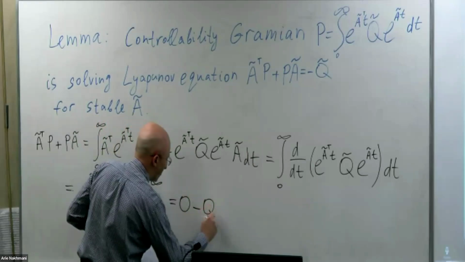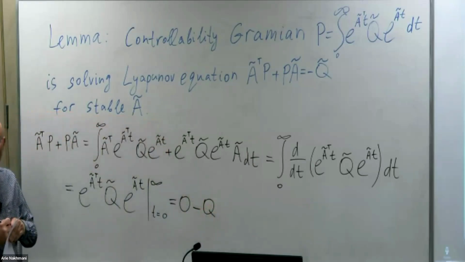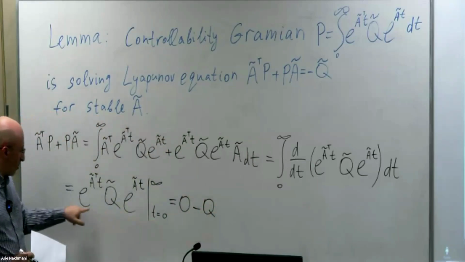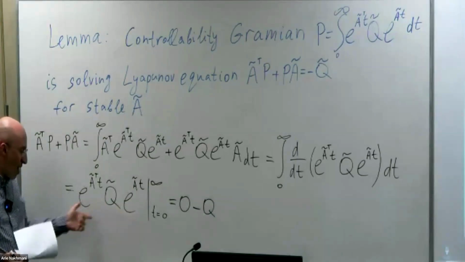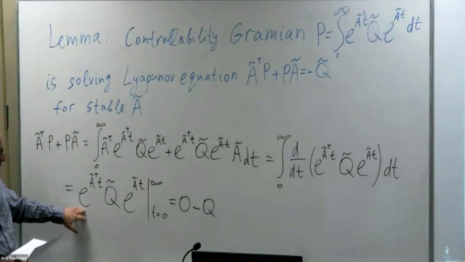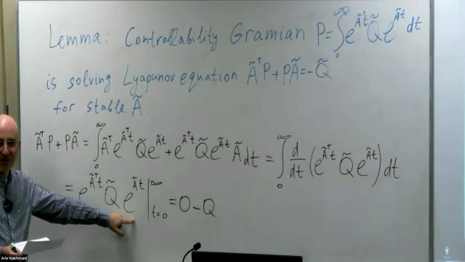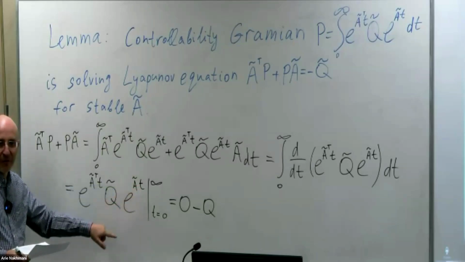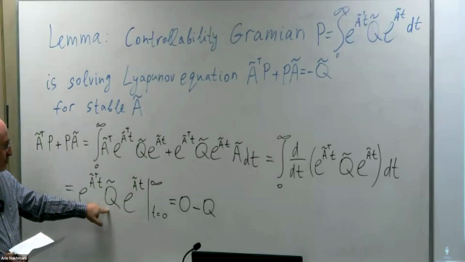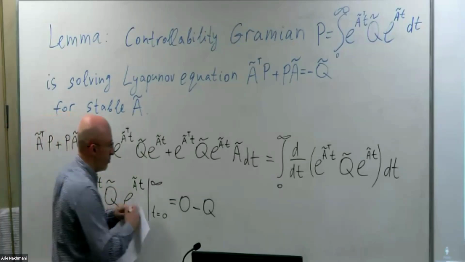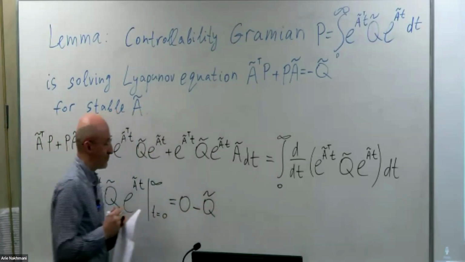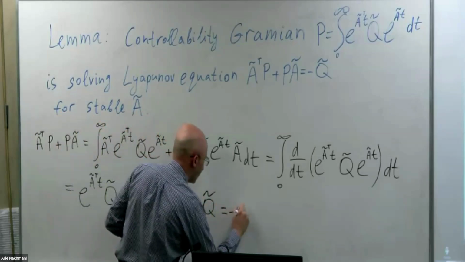minus Q. At T equals 0, you'll have 1, or I in that case. So this will be equal to I, and this will be equal to I, because T equals 0. And times Q, so it's minus Q tilde. That's exactly what you wanted, right?